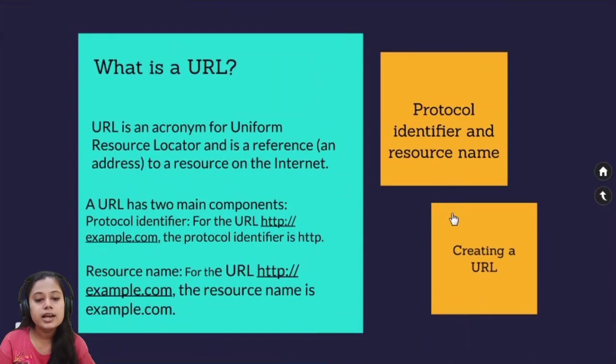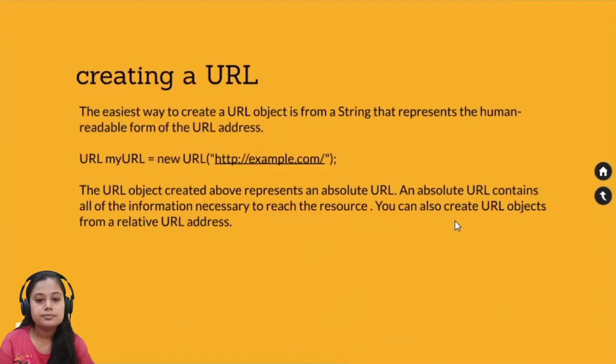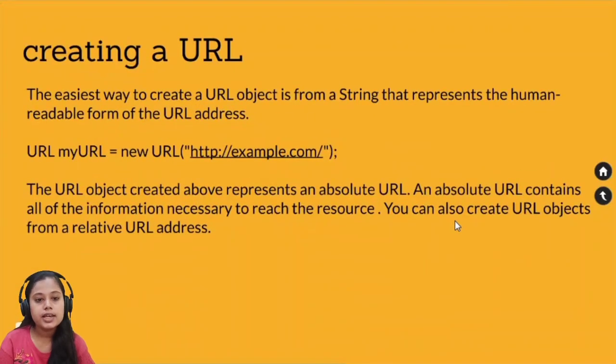Now, we will see how to create a URL. Creating a URL. The easiest way to create a URL object is from a string that represents the human readable form of the URL address. We create an object of the URL class, and in the constructor, we specify the URL address. The URL object created above represents an absolute URL. Now, what is an absolute URL? An absolute URL contains all of the information necessary to reach the resource.